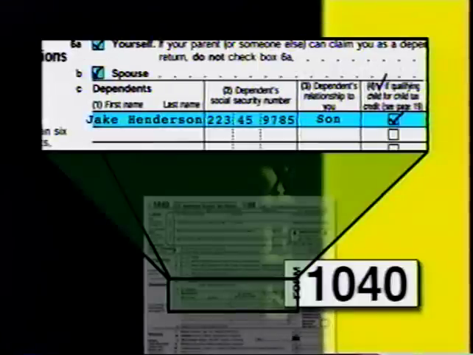The Hendersons check off exemptions for themselves and enter the name of their one dependent, Jake, here in Section C. They do this by writing his name, Social Security number, and his relationship, and they put a check here for child tax credit. Then we just add up the total number of exemptions, 3, and put it in the box here in Section D. Many of the numbers you'll be putting down on Form 1040 come from forms and schedules that wind up attached to the 1040.